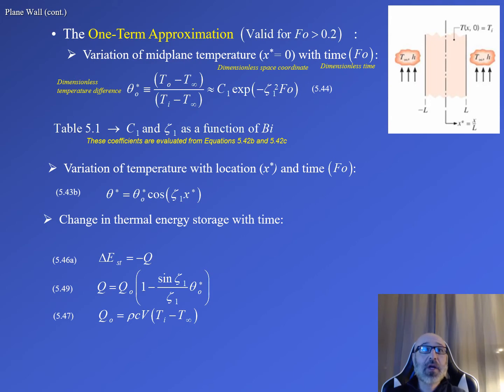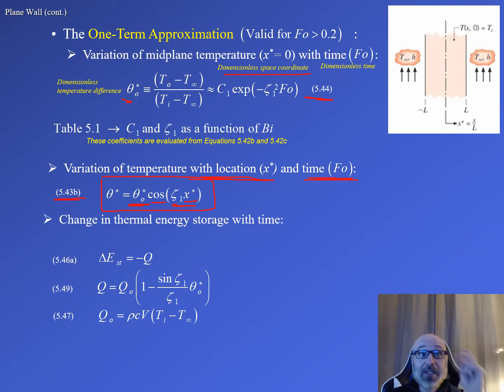So looking at the variation of temperature with our dimensionless location, our x star, and time, the Fourier number, our dimensionless time, we can now reference equation 5.43b in our textbook. It tells us that our theta star, our dimensionless temperature difference, is equal to our theta 0 star, which is at the midplane, which we have from equation 5.44 up here, times the cosine now of our eigenvalue times our x star, which is our dimensionless space coordinate. So this references back to equation 5.43b in our textbook.